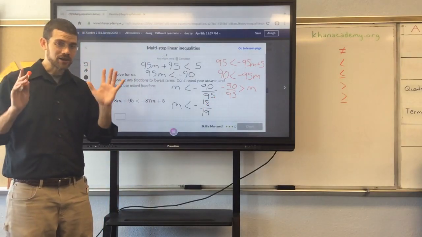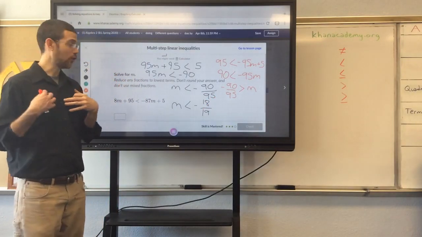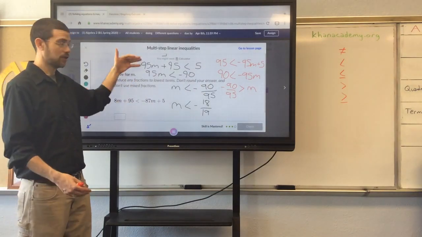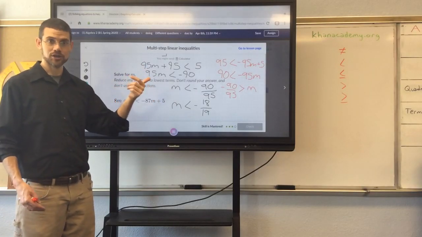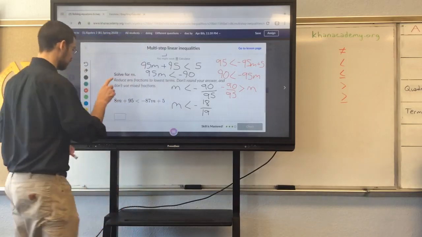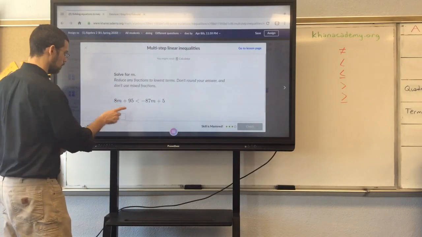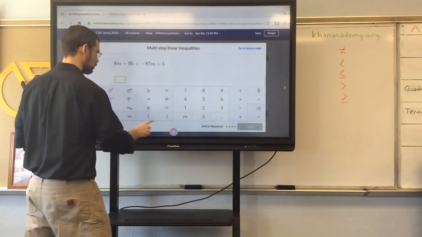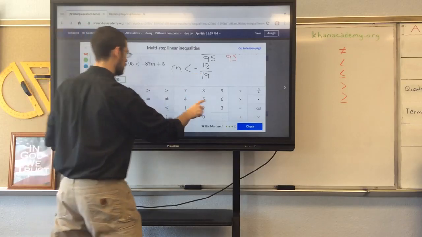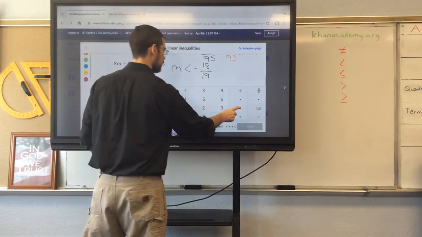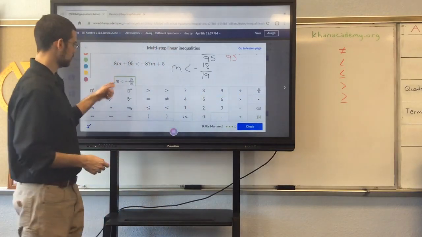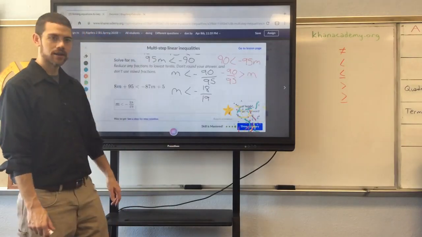But I find that a little confusing, which is why I prefer to always just keep my variable positive in the problem, so that I don't have to switch the direction of the sign when I divide by a negative. And we're going to enter our answer here, which was what? m is less than negative 18 19ths, just like that. And we are done.